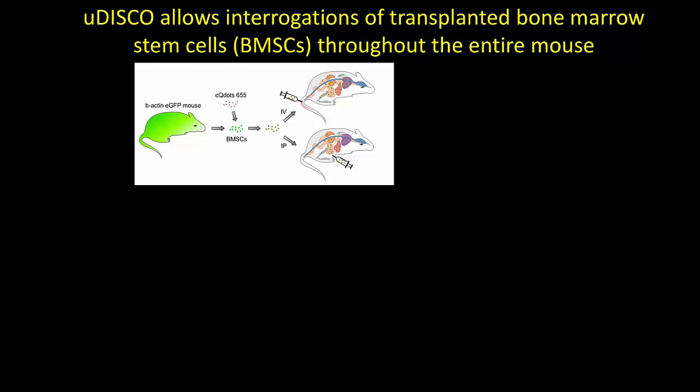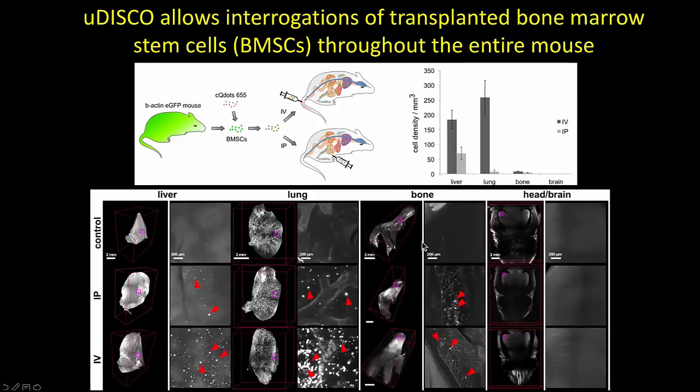So to do these experiments, we get bone marrow stem cells from beta-actin EGFP mouse. We also loaded them with quantum dots as a second color to visualize them more carefully. Then we did either IV or IP injections. Then we sacrificed, did whole body clearing and screened the whole mouse and found individual cells wherever they are. And in the control case, PBS injection, there are no stem cells observed, as expected.